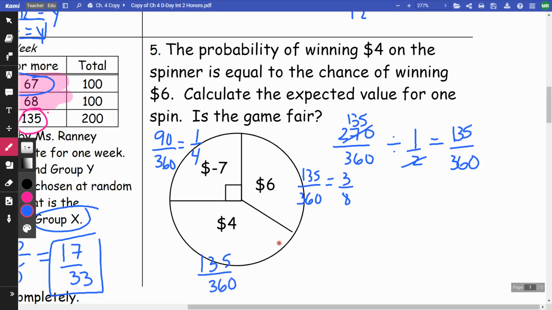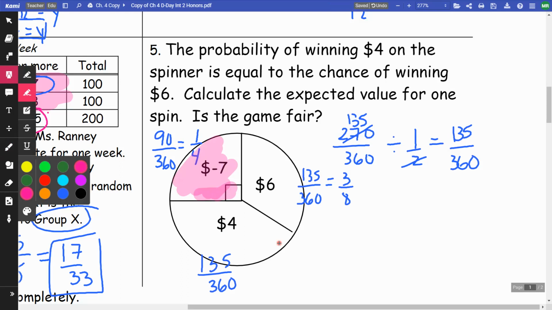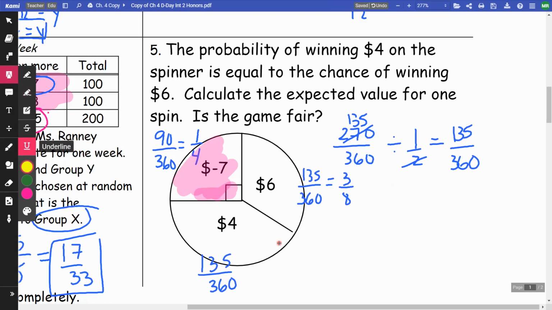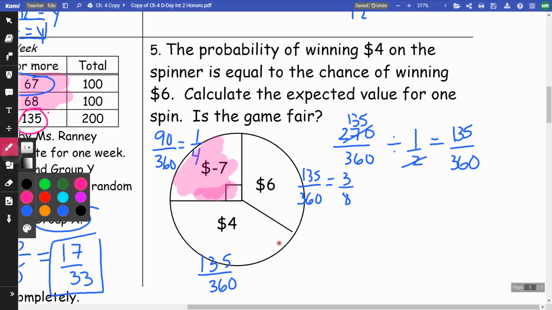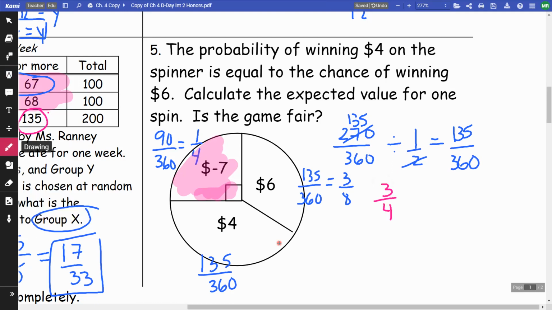I'm just going to show another way to have thought about that. So if I know that this section here is 1/4, then that means that I basically had 3/4 left to split in half. And if I take half of 3/4, I get 3/8. So I could have thought of it either way.